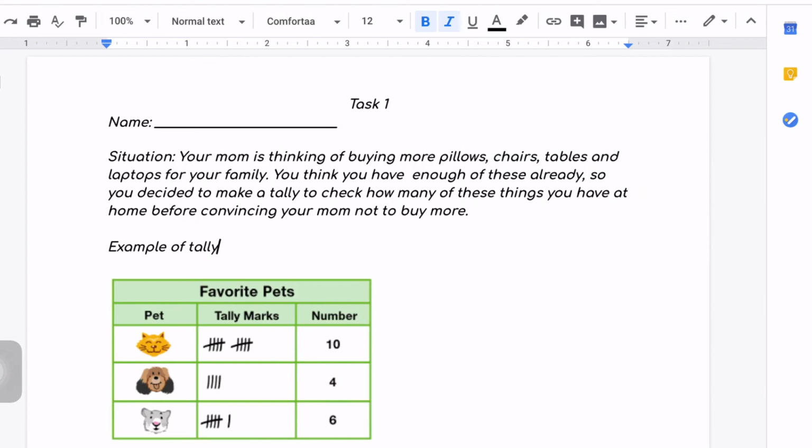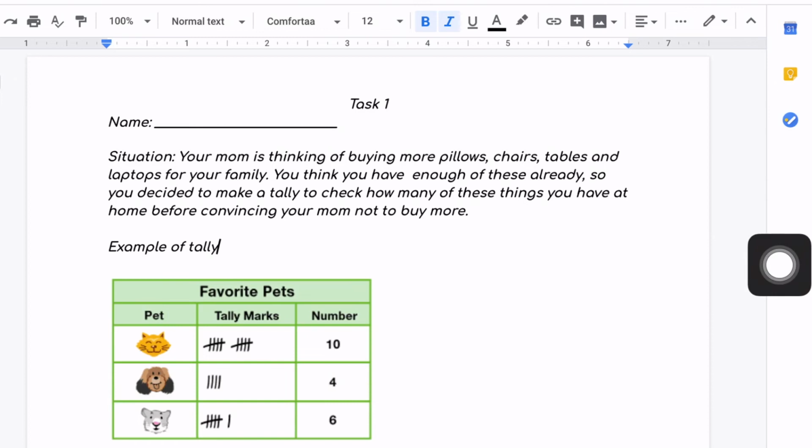So let's move on. Situation: your mom is thinking of buying more pillows, chairs, tables, and laptops for your family. Did you get that? She's thinking of buying more pillows, more chairs, more tables, more laptops for your family. You think you have enough of these already. So you decided to make a tally or a count to check how many of these things you have at home before convincing your mom not to buy more.